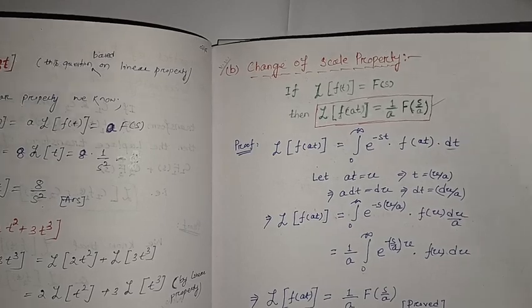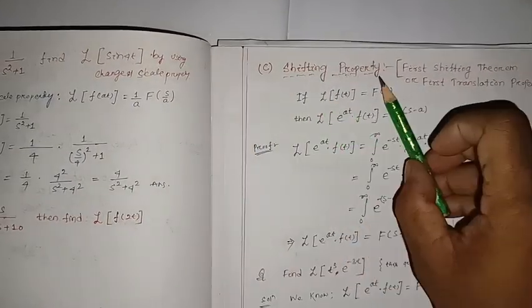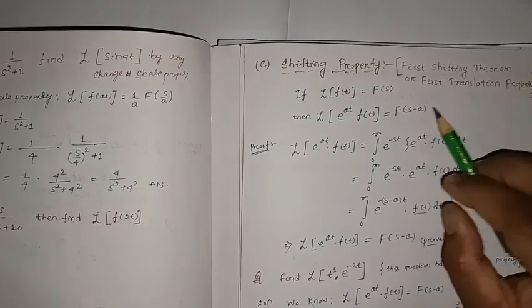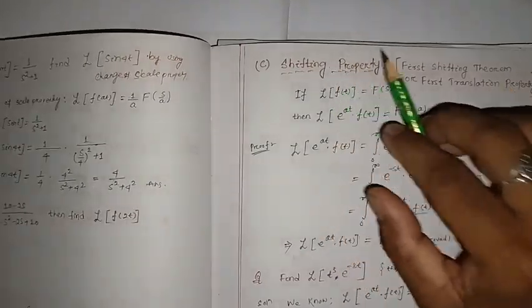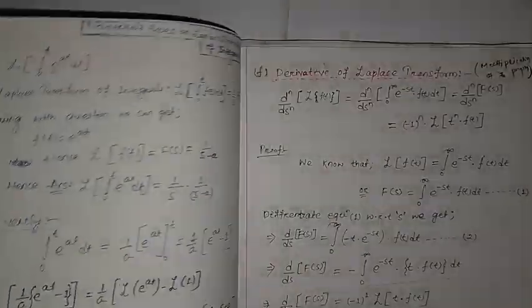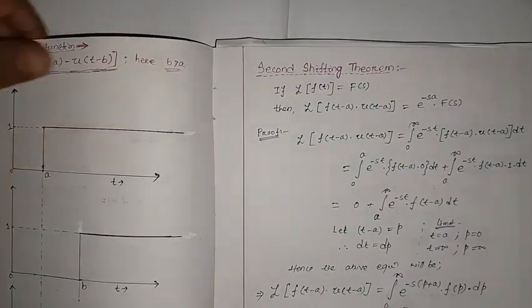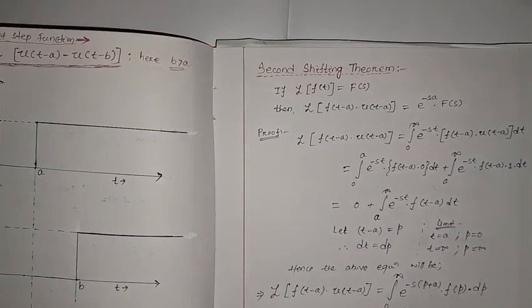I'm going to show you. This one is your first shifting theorem, or first translational property, or shifting property. And this one is your second shifting theorem, that we are going to discuss in our next class along with corresponding numericals.